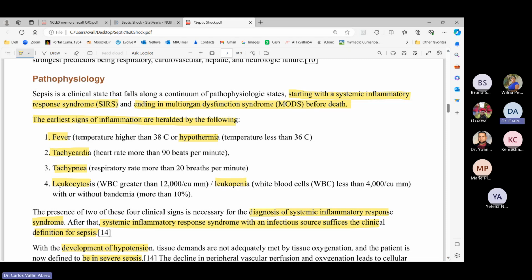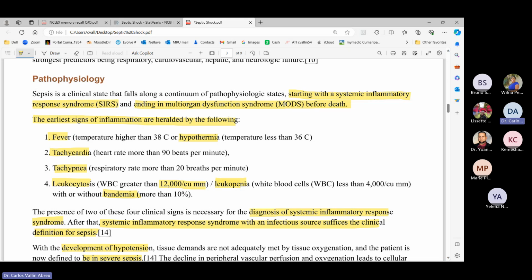And leukocytosis, they say white blood cells greater than 12,000. I didn't remember exactly that this is the threshold that the people who know about this establish. But sometimes there is leukopenia, because there is consumption of white blood cells, so white blood cells less than 4,000, with or without bandemia. Bands are immature white blood cells. Independently of the presence or absence of bandemia, those alterations of the white blood cells suggest this.